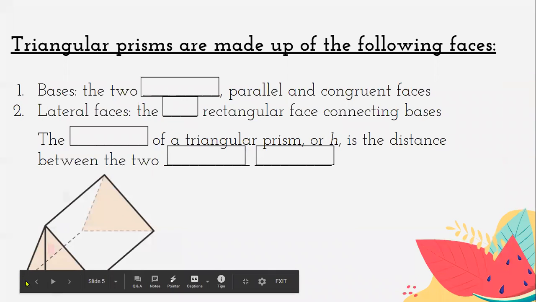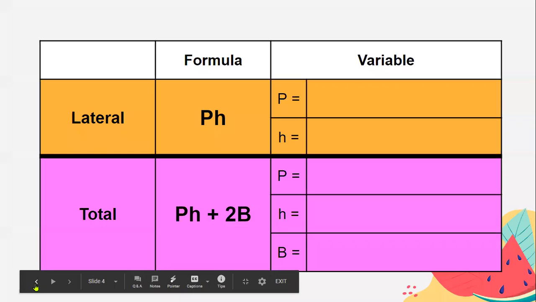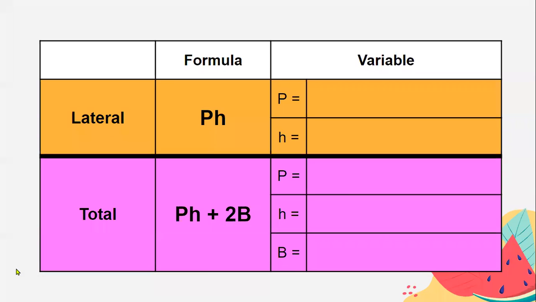Okay, the only difference between the two is that obviously your base is a different shape. Okay, your base is now a triangle. So when you're finding perimeter, you're going to be adding up 3 sides, and when you're finding area, you've got to use the formula for the area of a triangle, which is base times height divided by 2. So that's going to be the only different part.